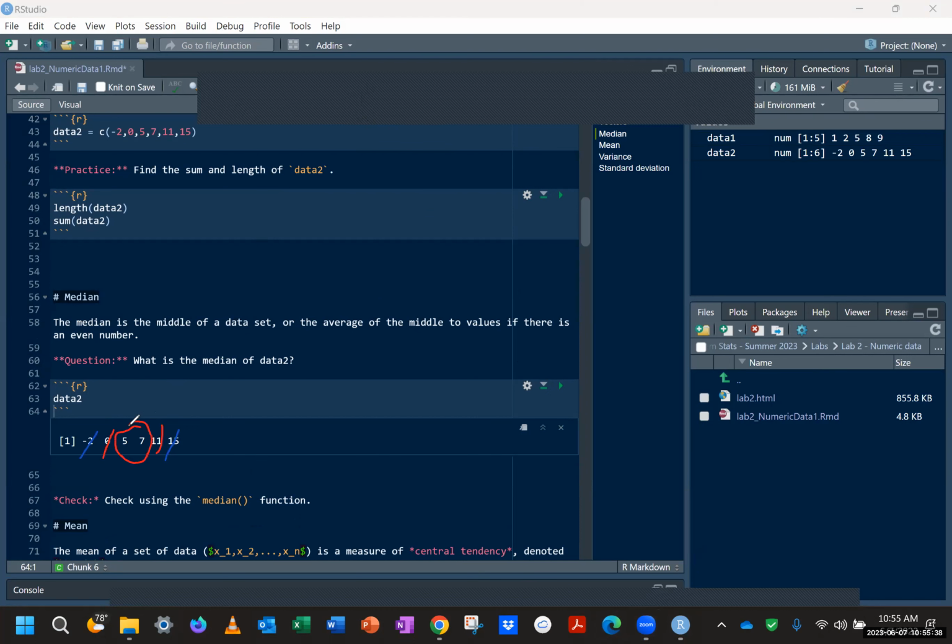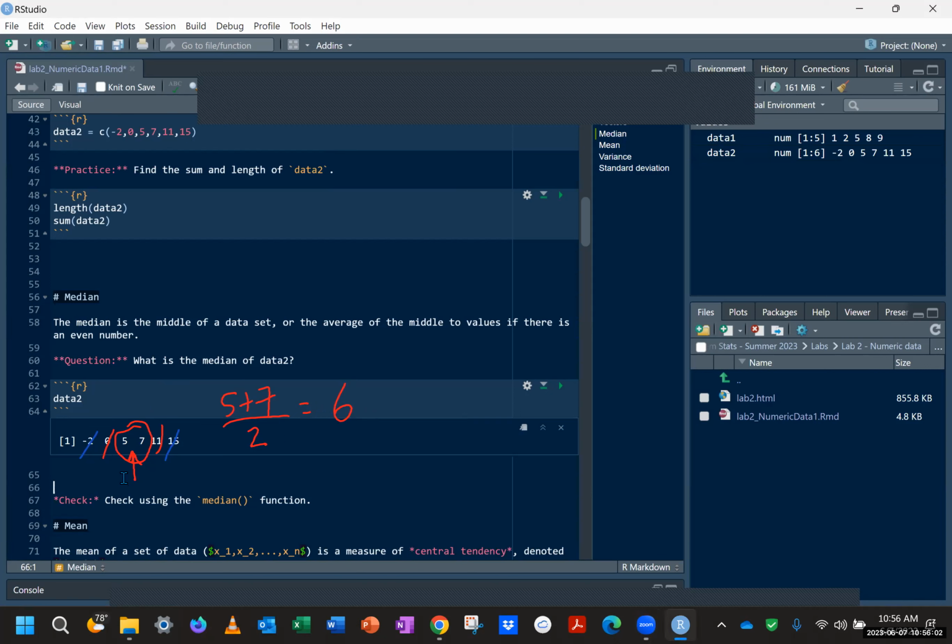And so in the middle, there's no middle point. There's actually 2 middle points. If there was a point in between, that would be the median. But since there's 2 middle points, we're going to take the average of them. 5 plus 7. We add them together, and the average of 2 numbers, we divide by 2. So that's going to be 6. So 6 is the median of data 2.